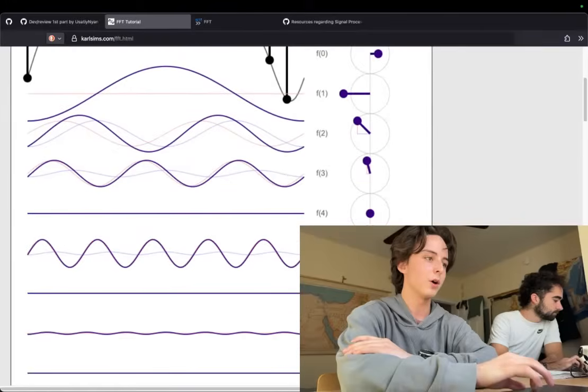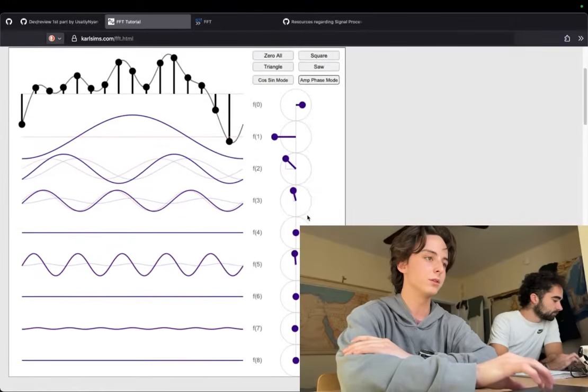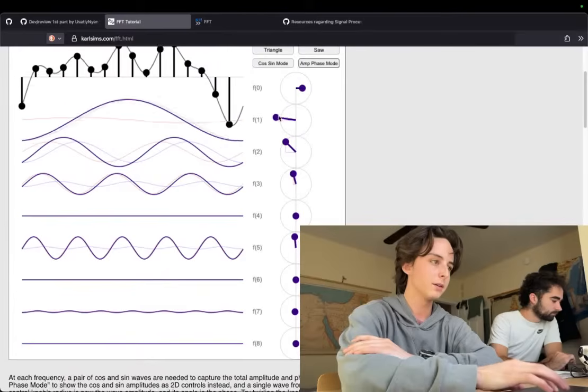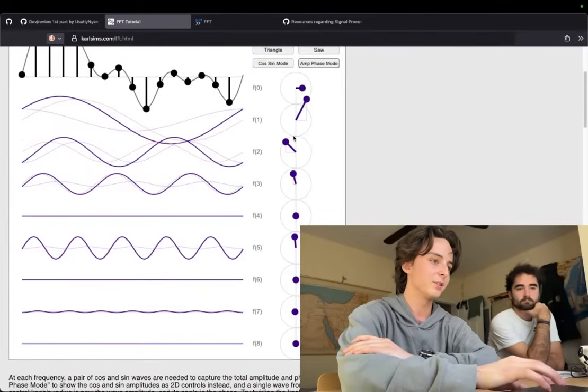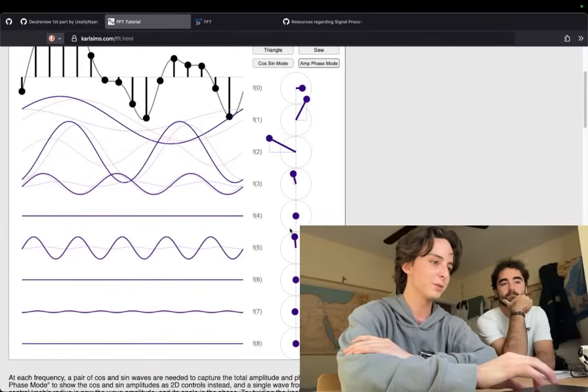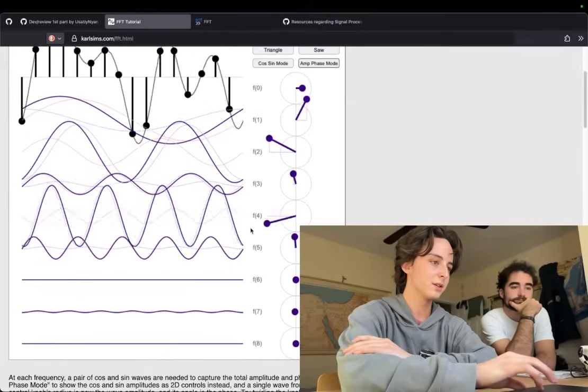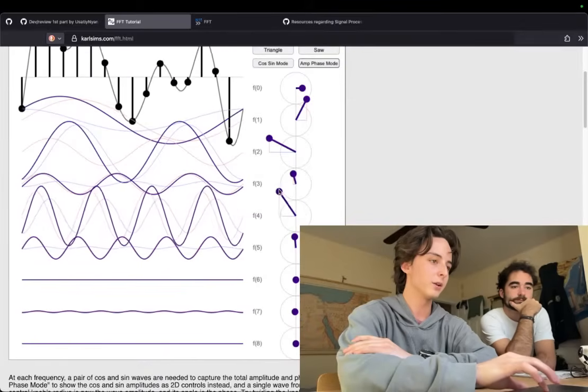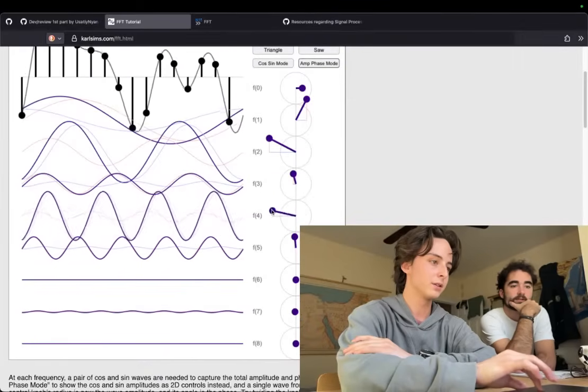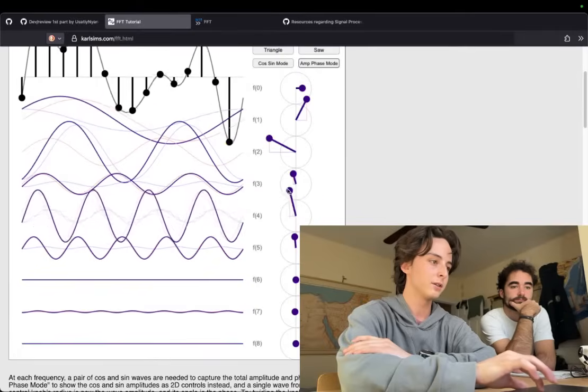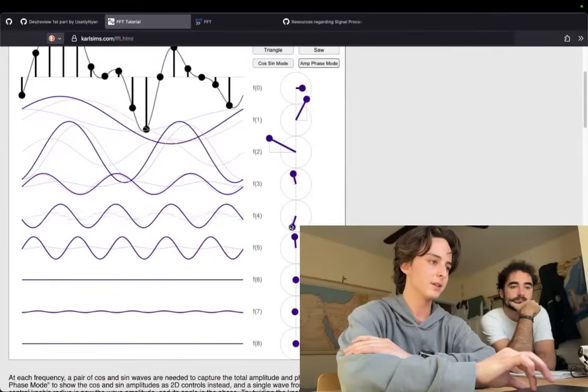Amplitude phase mode. Oh, this is cool. I did not know you could do that. Dude, check this out. Whoever made this visualization is kind of brilliant. That's amazing. Oh, so you can drag it out. It's like a vector. So you're getting the sine and cosine. Yeah, gotcha. And why is sine and cosine necessary here?